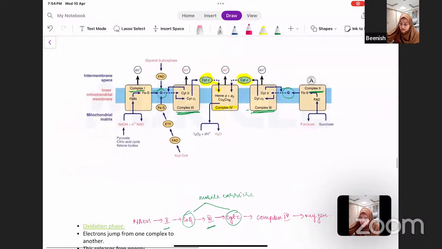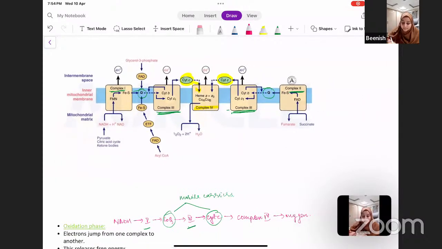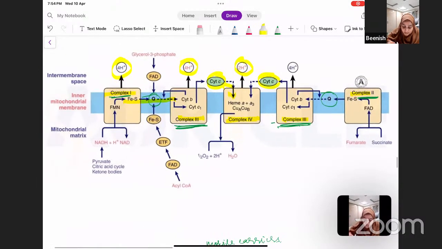Now have a look at this diagram. This is what I was trying to make. These are your complexes, complex 1, 2, 3, 4 and all. You can see your electrons are jumping, and here you can see protons are being pumped out from the matrix to the intermembrane space. So the energy that is released due to the jumping of electrons is used to pump protons into the intermembrane space.